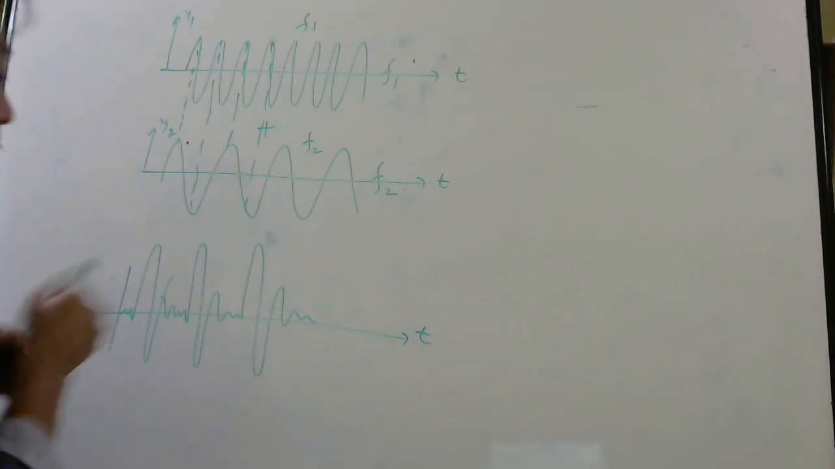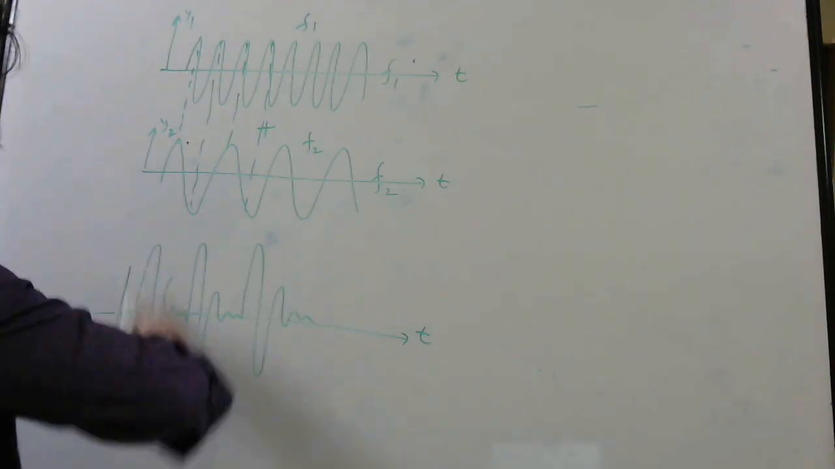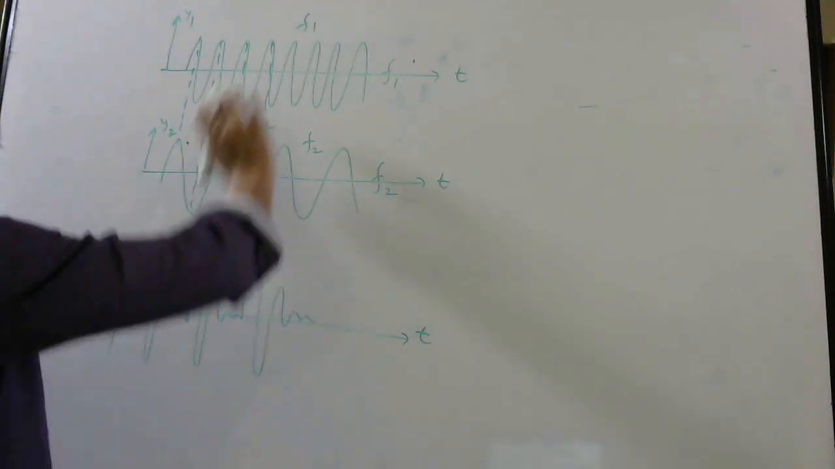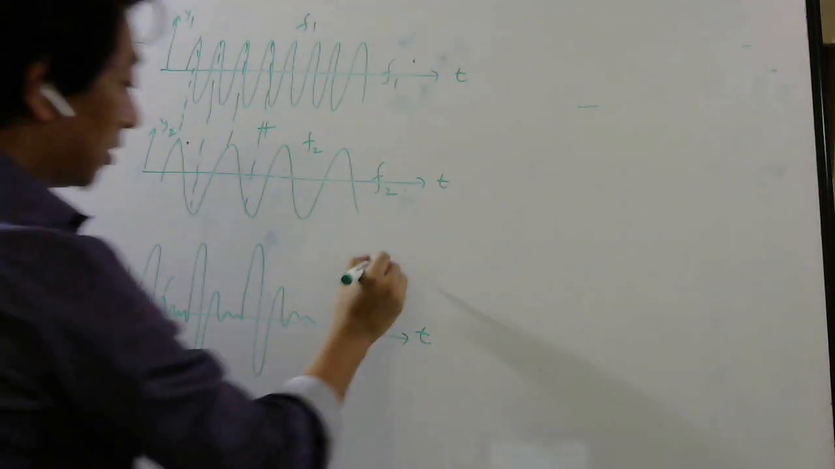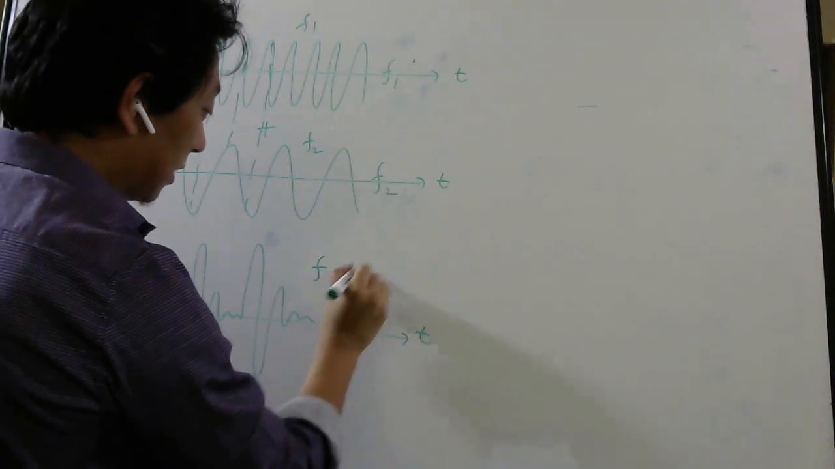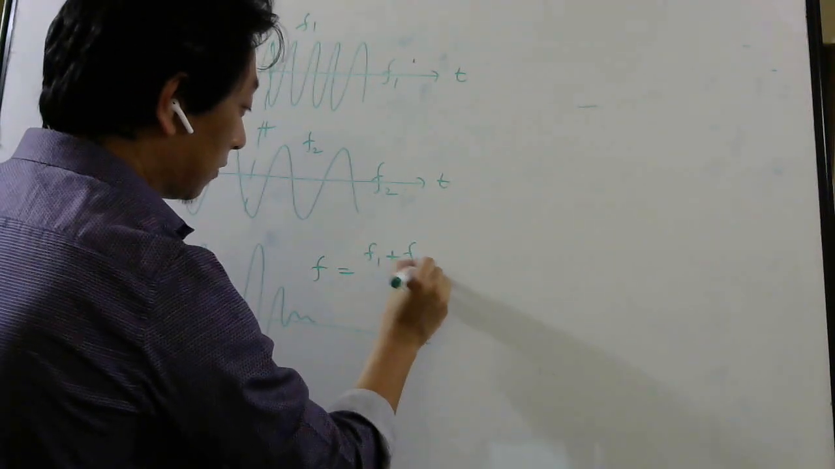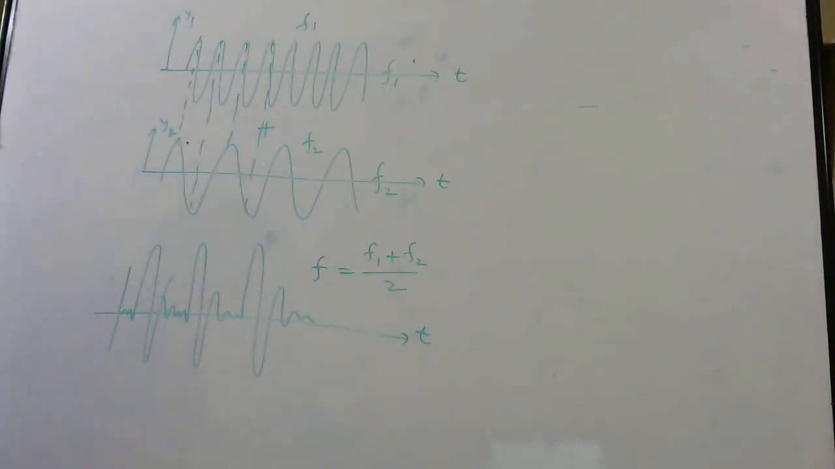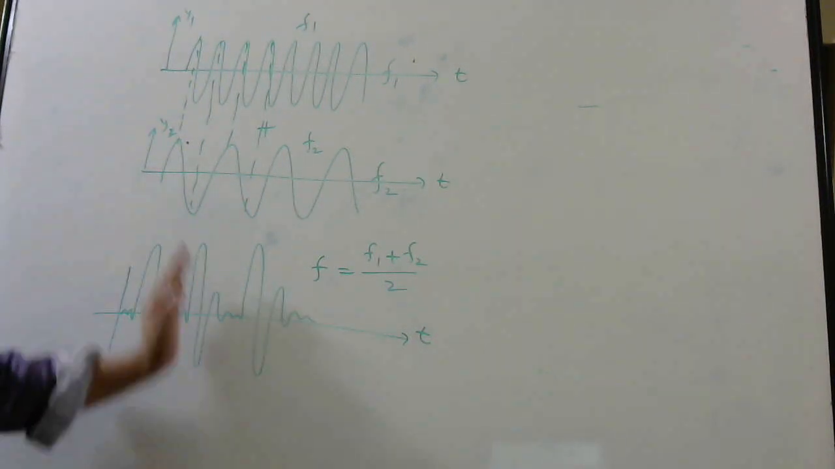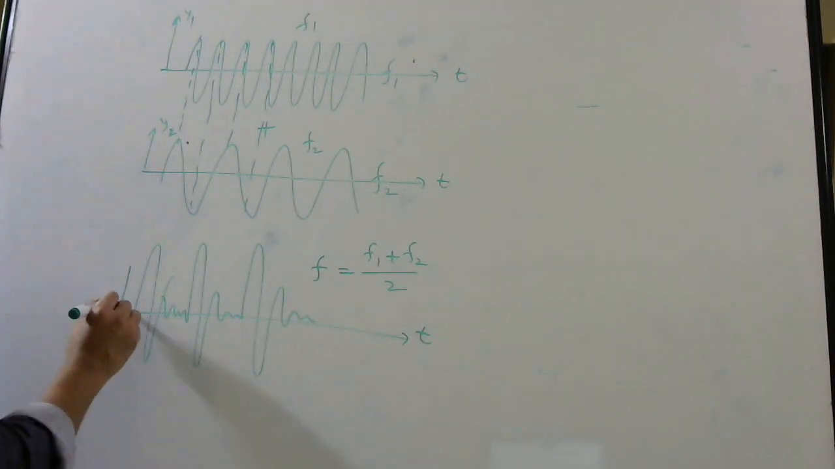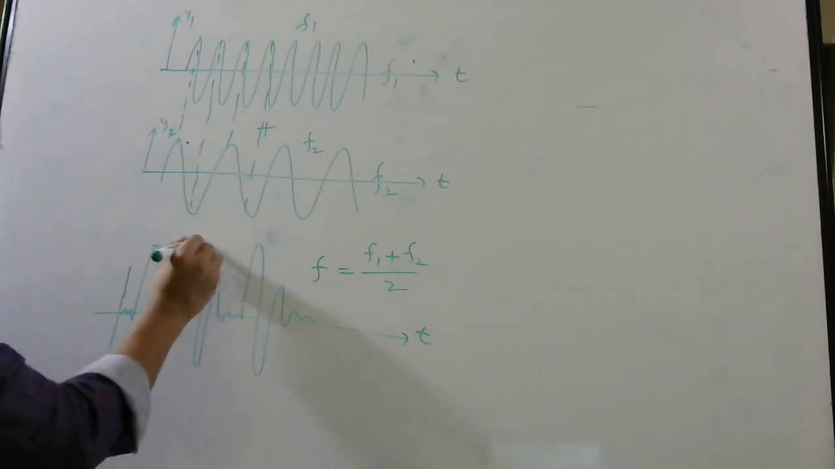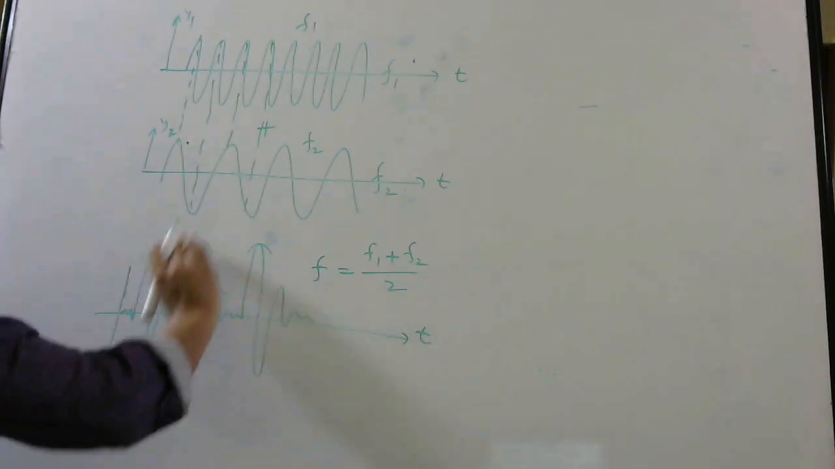Okay, so the frequency of this is still high only, right? It's still comparable to this or this. So the frequency of the resultant sound is given by the average of the two frequencies. So this is the frequency of the resultant sound. But you can see the amplitude itself is oscillating, is changing.